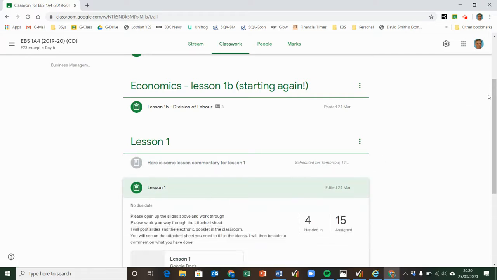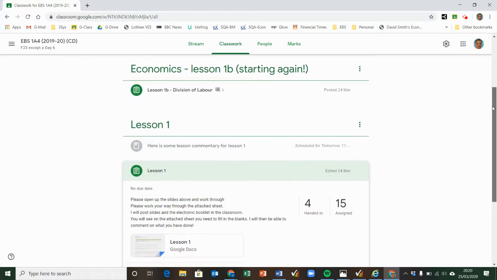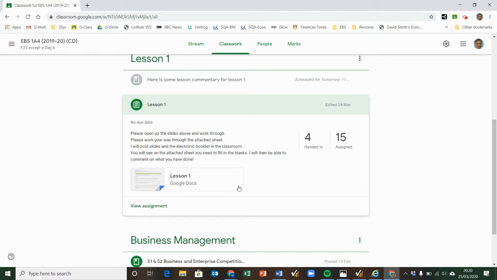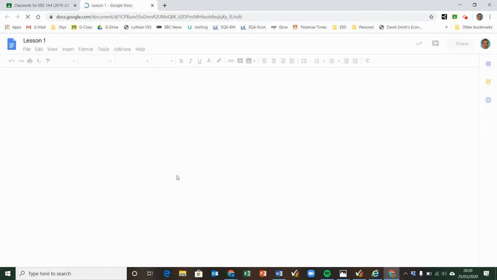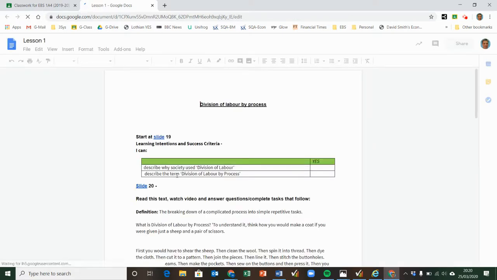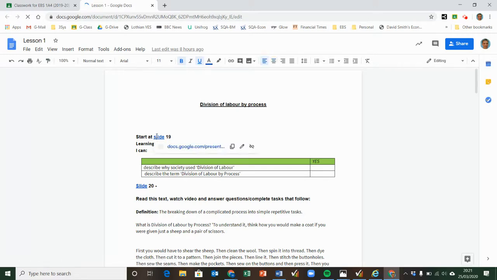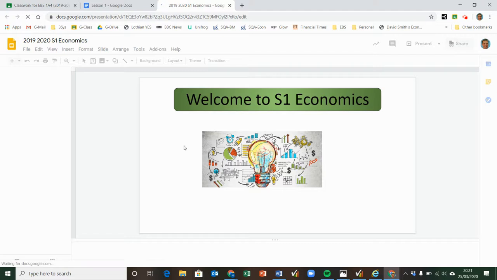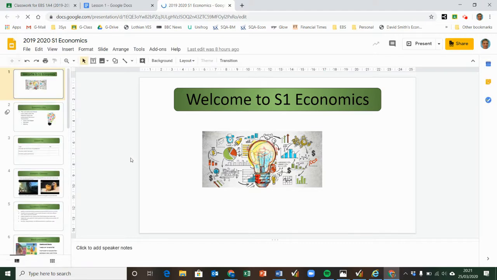You can see, open up the slides, work your way through it. The slides, as I say, are up there, and so is the electronic booklet if you want to have a look at it. Now, if I click on here, what we can see is we're going to start at slide 19, and I'll click on that in a second. And let's open that up. And these are just the slides that are posted to your classroom, so you can open them that way.